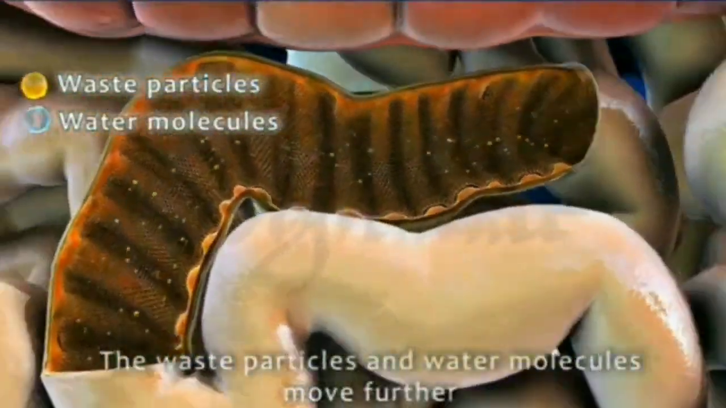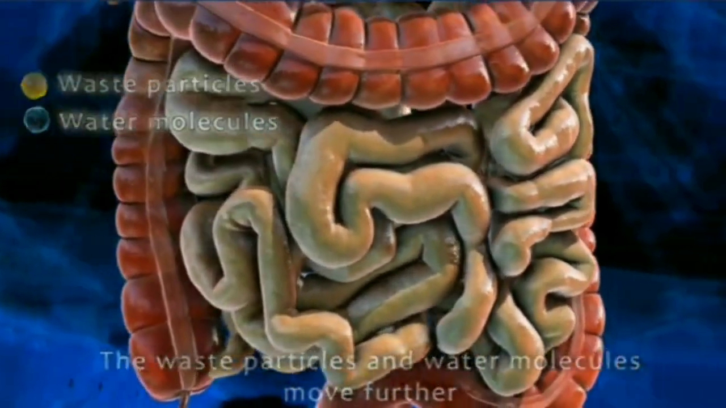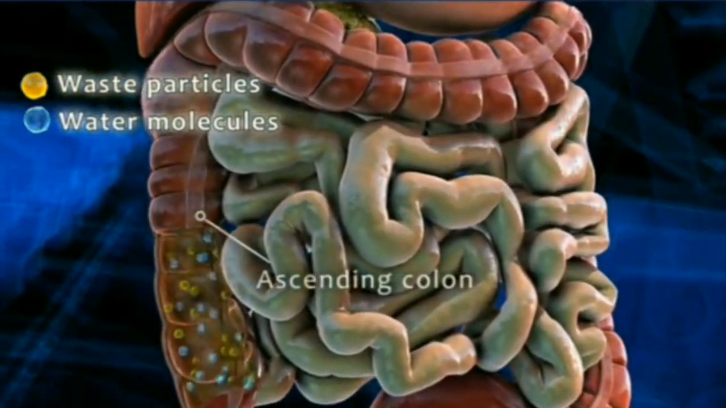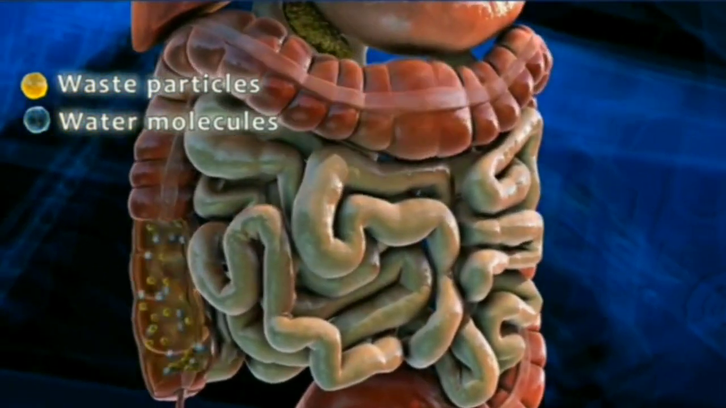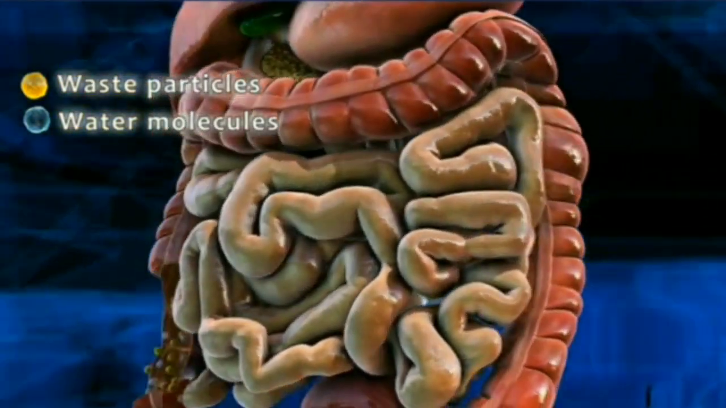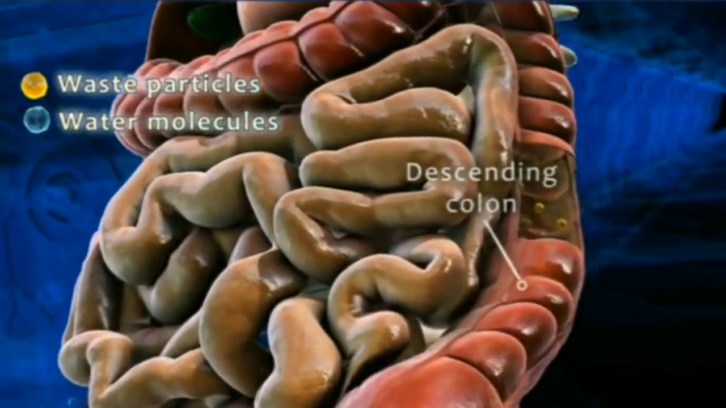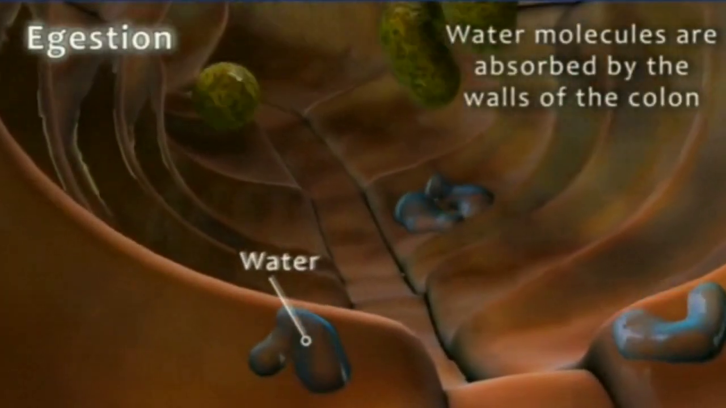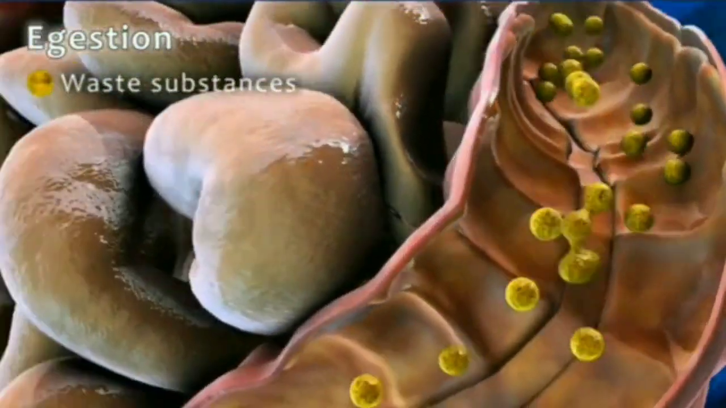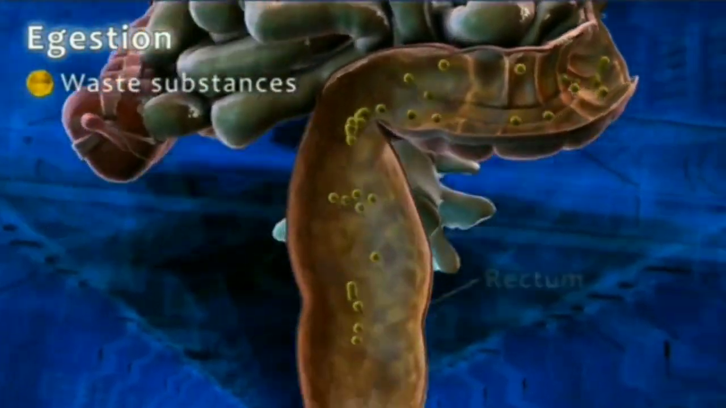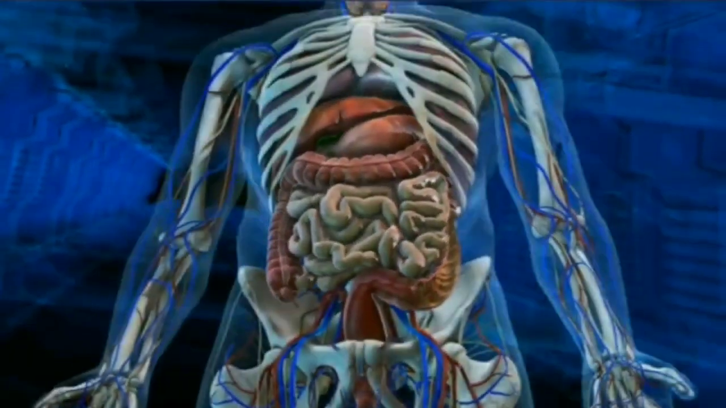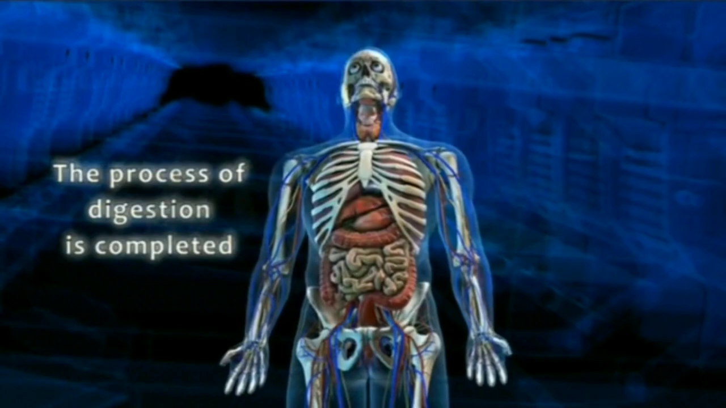The unabsorbed waste particles and waste molecules move further. These molecules pass through the small intestine and finally reach the ascending colon of the large intestine. From here, they reach the transverse colon and then the descending colon. Most of the water molecules are absorbed by the walls of the colon, and the waste particles are collected at the lowermost part of the colon, known as the rectum. From there, the waste particles are excreted out. Thus, the process of digestion is completed.